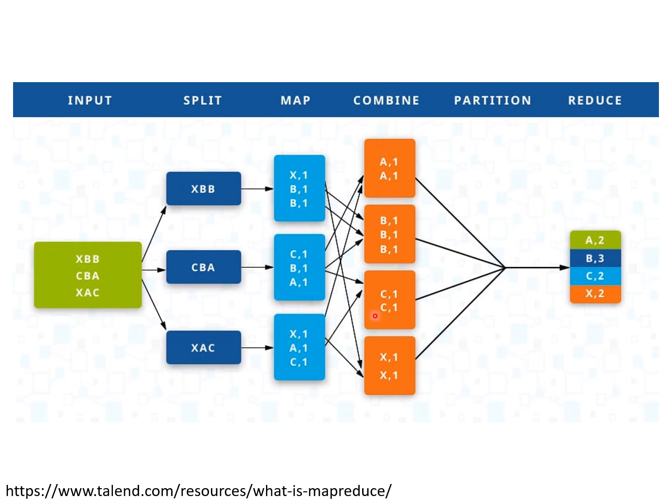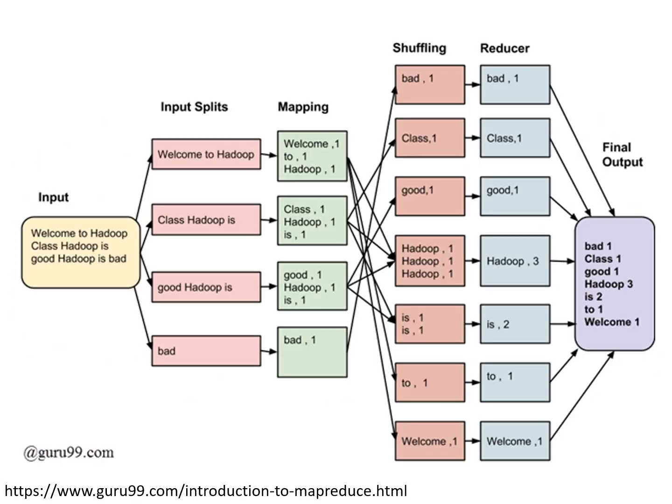Then after that, we combine it. Okay, kita combine lah semua, to consolidate the output, and we reduce it. Then we get the value. Okay, ini contoh-contoh. These are another example. Okay, so ada input split, ada mapping, ada shuffling, ada reducer, and we have the final output.